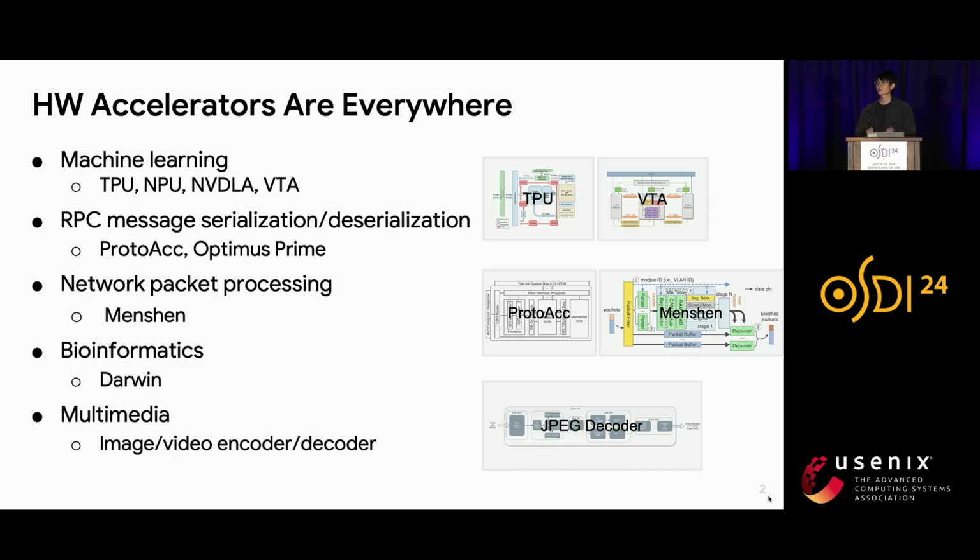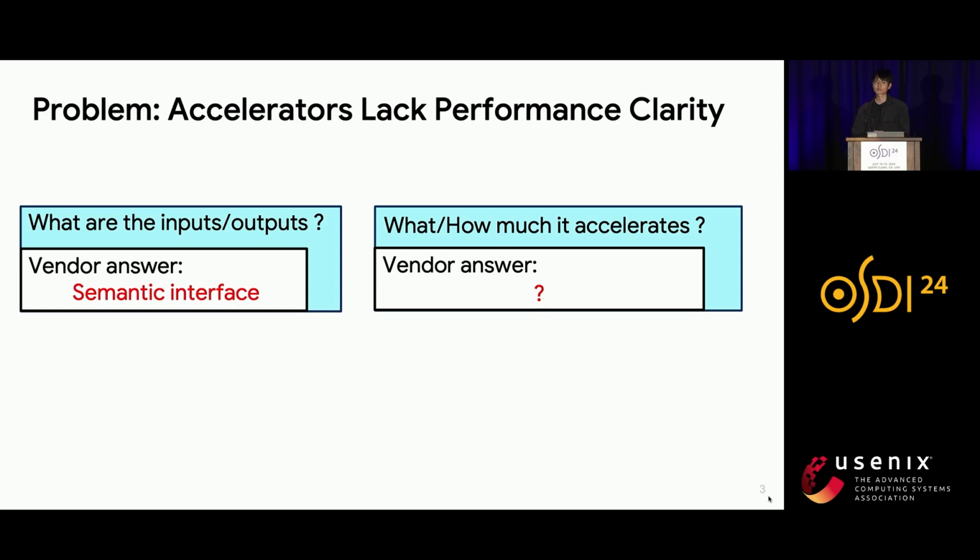Hardware accelerators are becoming integral in boosting system performance in various domains. For example, there are accelerators for speeding up machine learning, RPC message serialization and deserialization, network packet processing, bioinformatics, and many other domains. Now imagine using one of those accelerators for your workload.